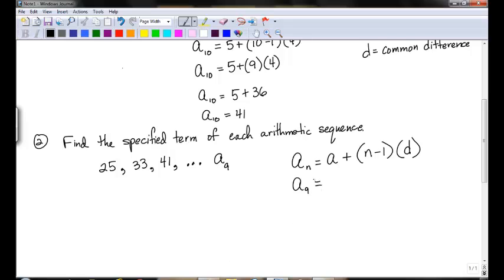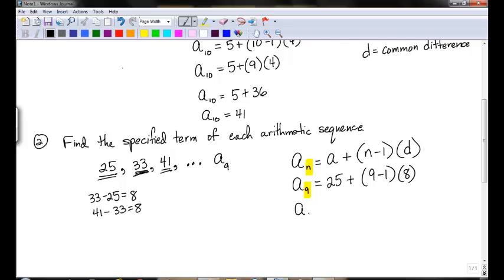The a is 25, that's our first term. The n comes from this. So we know the n is 9. What is the common difference? 8. Then you go 41 minus 33. You always take this term minus the previous term. Take this term minus the previous term. Okay, so the common difference is 8.